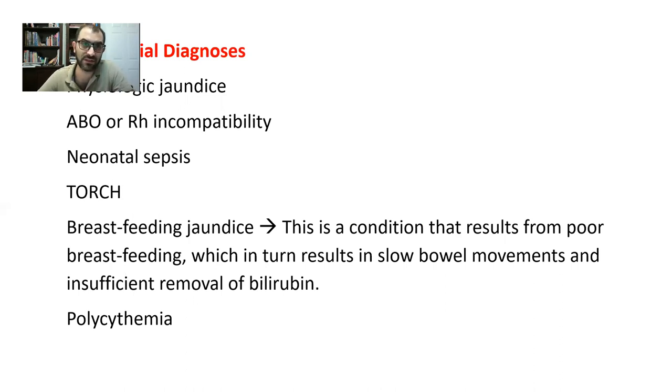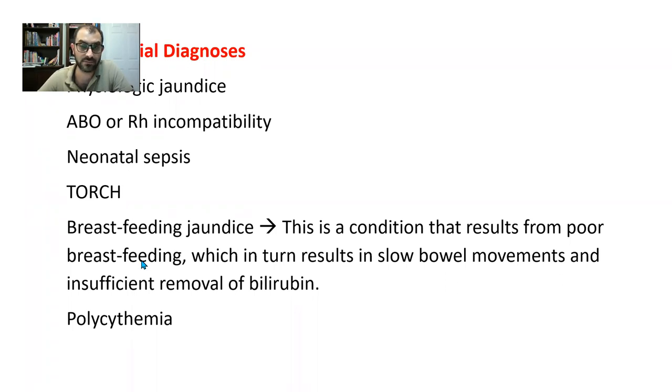The maximum level is usually not at the level that you need phototherapy or exchange. There is glucuronyl transferase inhibitor in the breast milk. That's the exact pathophysiology.